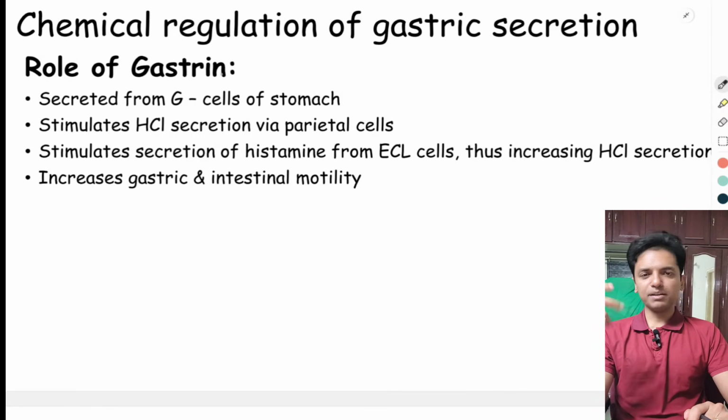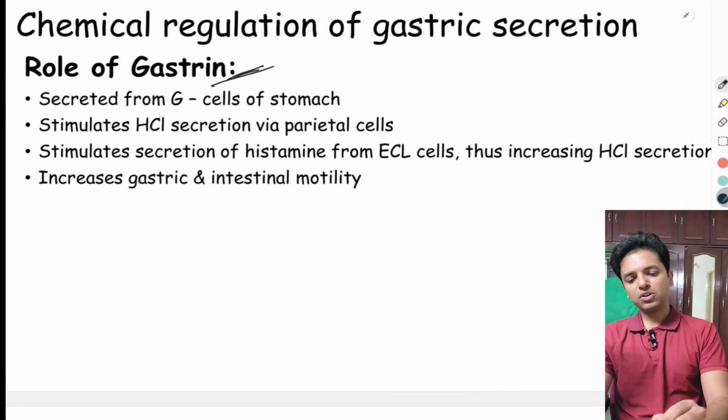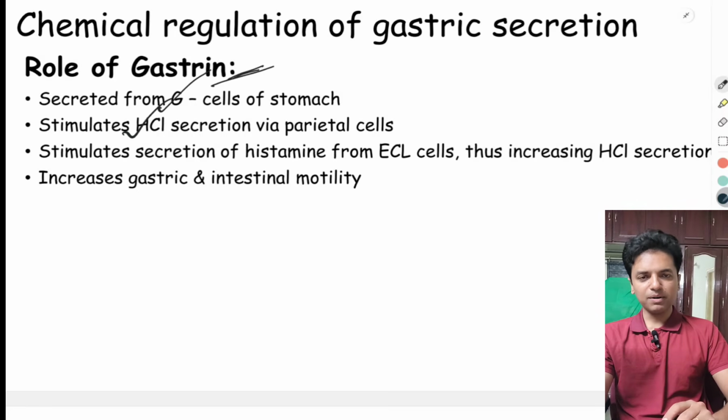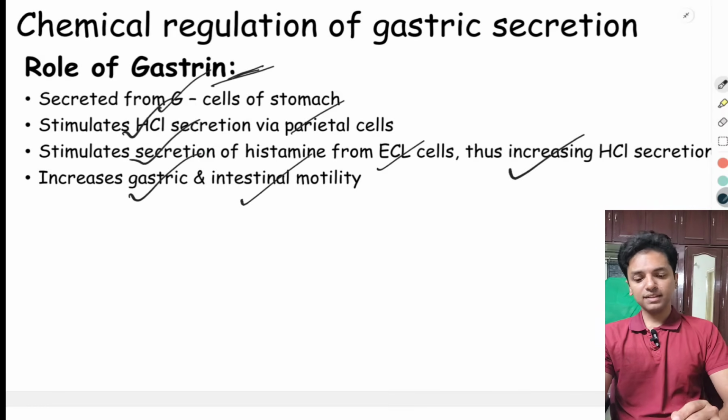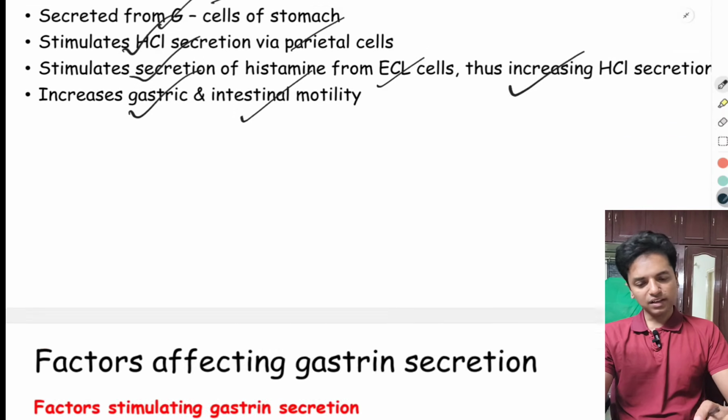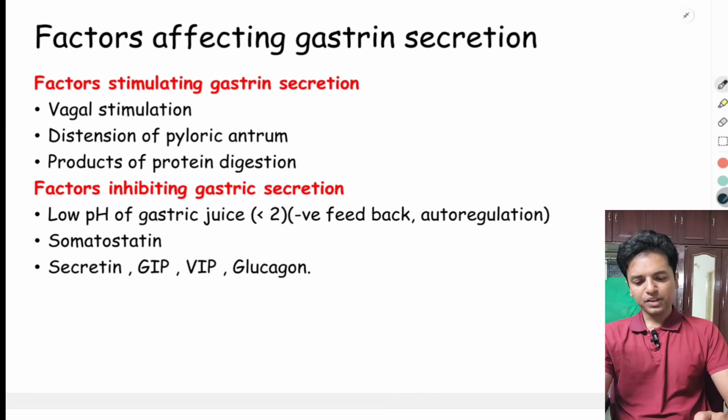Chemical means nothing but the hormonal, and the most important hormone is gastrin, and gastrin we all know is produced from the G cells of the stomach. It stimulates the HCl by the parietal cell. It also stimulates the secretion of histamine from the ECL cell, thus increasing the HCl secretion. I have already explained to you. Apart from increasing the gastric juice secretion, it is also increasing the gastric motility as well as the intestinal motility.